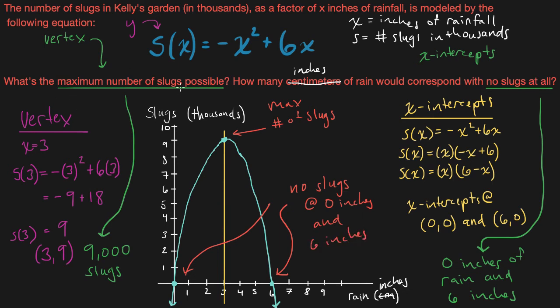So we found out the maximum number of slugs possible. We found out how many inches of rain would correspond with no slugs at all. We have answered both of these questions, and we are done.